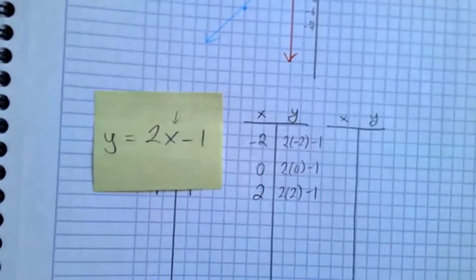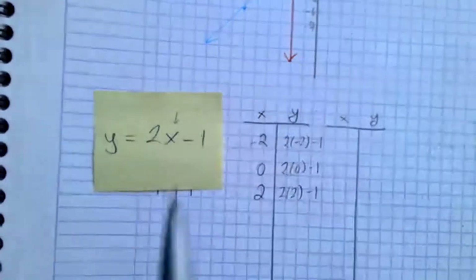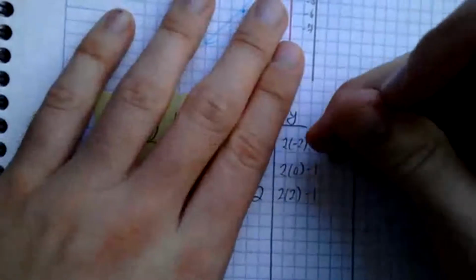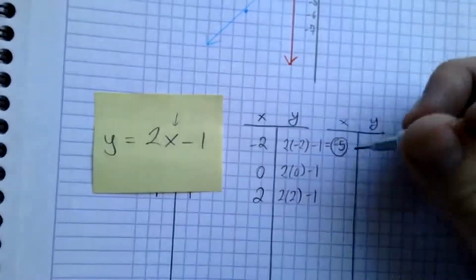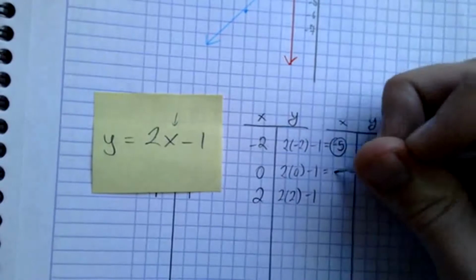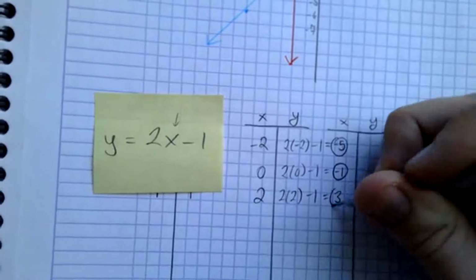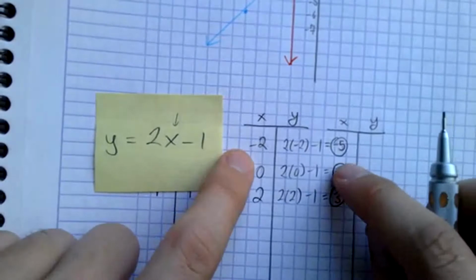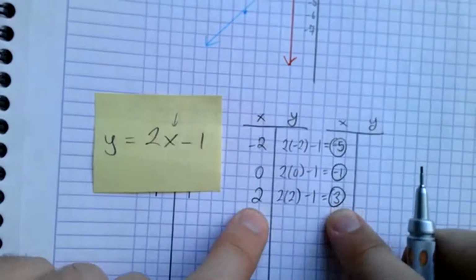Now we have to simplify and figure out what the values of these are. I know that 2 times -2 is -4, and if I subtract 1 from that, that gives me -5. But yeah, -5 is your value for y when x equals -2. Now let's look over here. 2 times 0 is 0, minus 1, so it gives you -1. 2 times 2 minus 1 is +3. So in this case, we have 3 pairs of numbers, -2 and -5, 0 and -1, and 2 and 3.